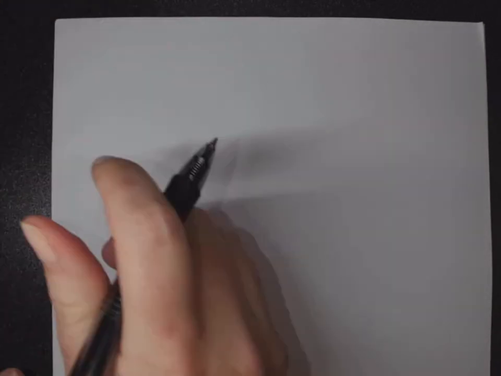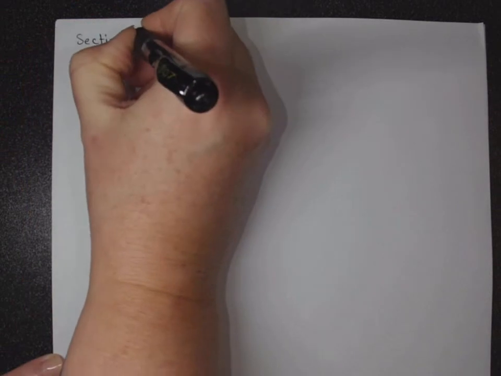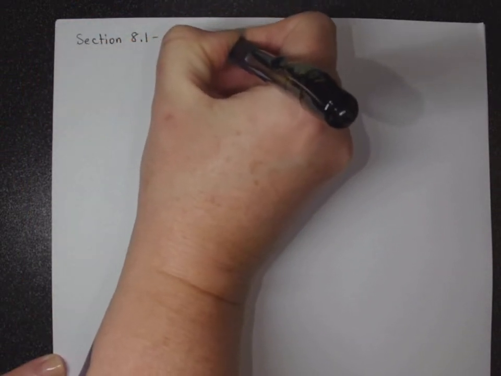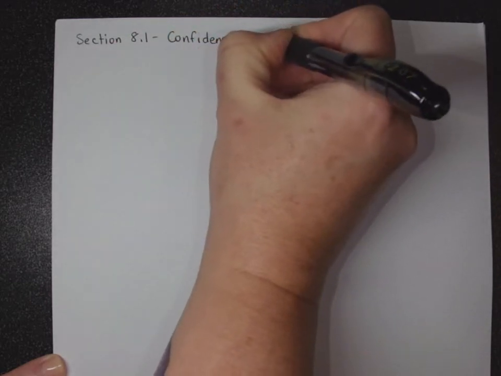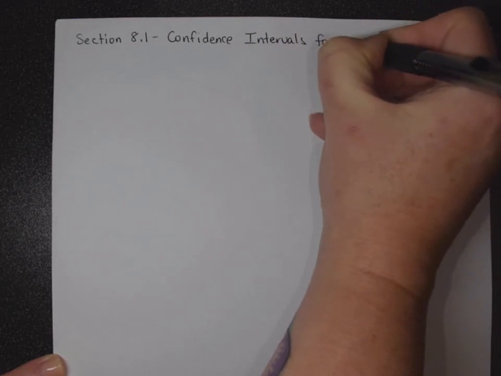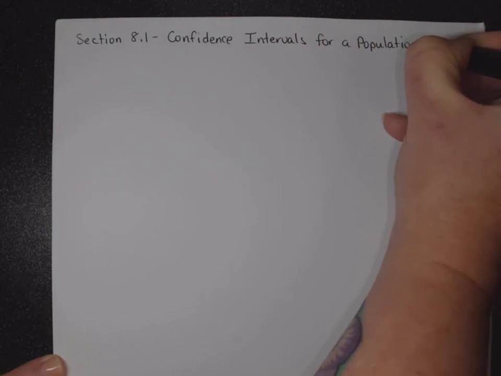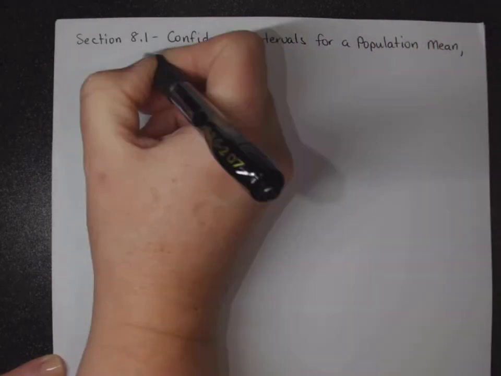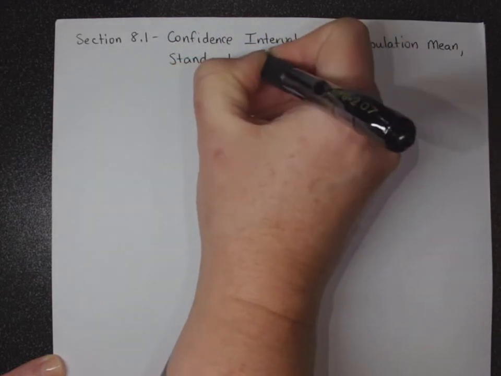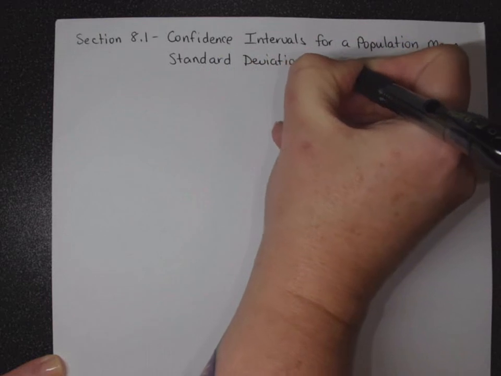So what we're going to be looking at today is something called confidence intervals, and we're going to be looking at this for the next 2 sections. So we're going to be looking at confidence intervals for a population mean. In this section, the standard deviation is going to be known. In section 8.2, the standard deviation is not going to be known, and we're going to handle it differently.